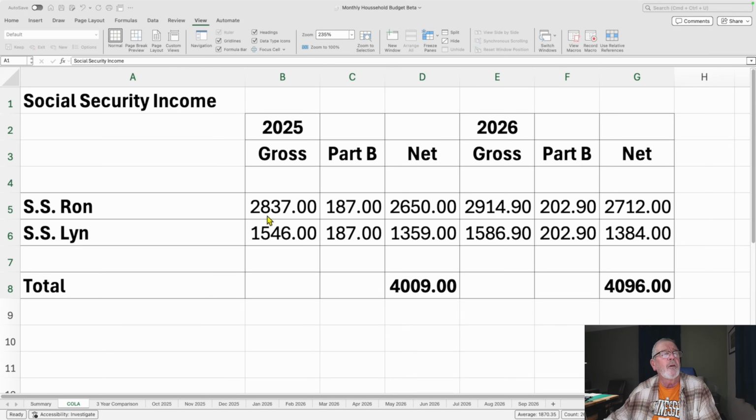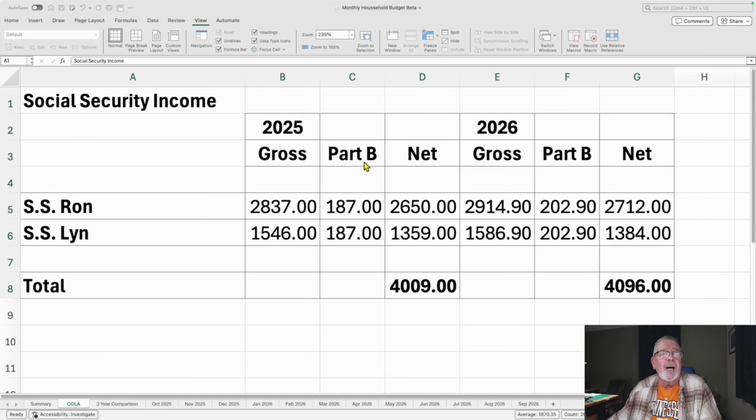Yeah, this is gross. My gross Social Security was $28.37 in 2025. It has increased 2.8%, whoop-de-doo, to $29.14.90. My wife's Social Security went from $15.46 in 2025 to $15.86.90. If you take the 2025 figure and multiply it by 2.8%, that's how they derive this figure right here.